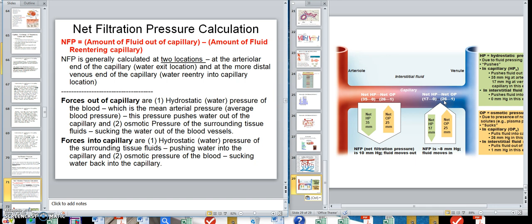Now I'm going to end right here and I'm going to pick this up again. So we're going to look at net filtration pressure again. Okay?